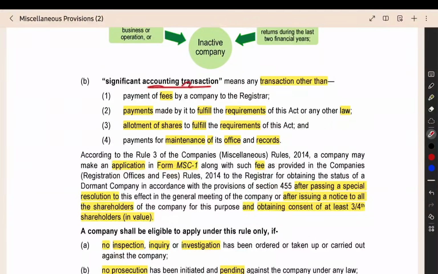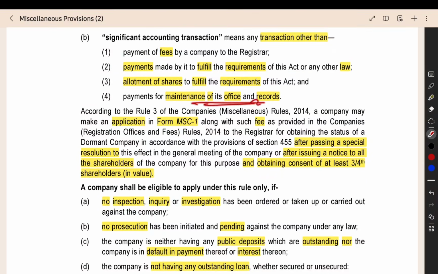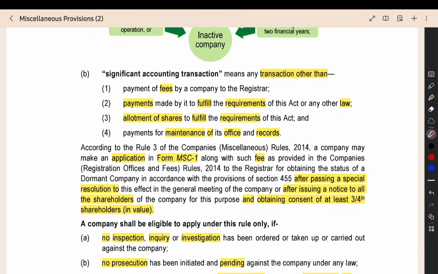So, what is a significant accounting transaction? Any transaction other than payment of fees to the registrar, payment to fulfill the law, allotment of shares to fulfill the requirement of the Act, and maintaining the office. These are all the basic things. Other than this, if you do any transaction, any sale, any purchase, any acquisition of property, disposal of asset, if you do anything like that, it is a significant accounting transaction.